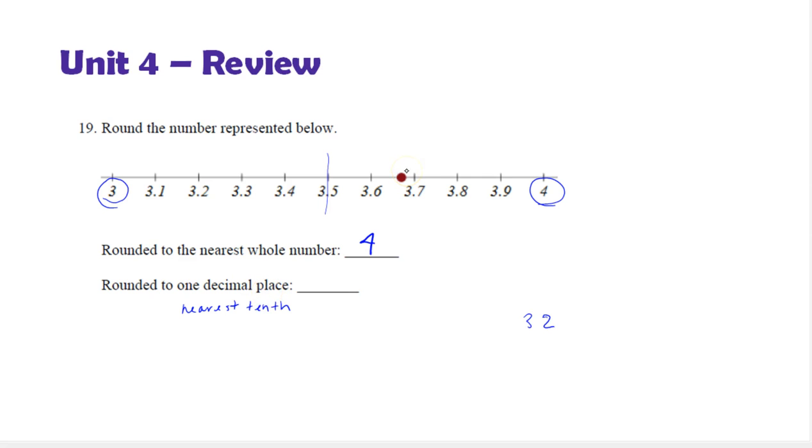So you want to find, well, what does it lie between? So these are tenths because they have 1 decimal place. So it lies between 3.6 and 3.7. Okay. Our halfway mark would be at 3.65, which looks like it's about here. So our point is definitely closer to 3.7. So rounded to one decimal place is 3.7.